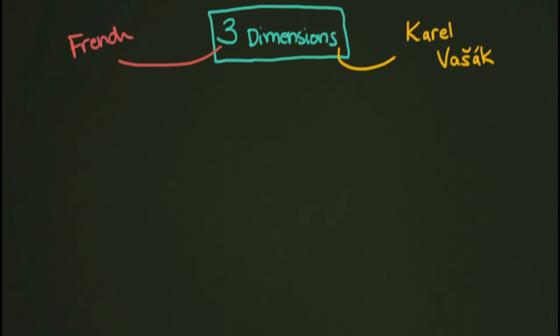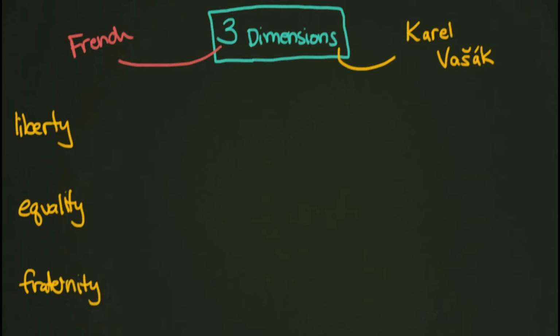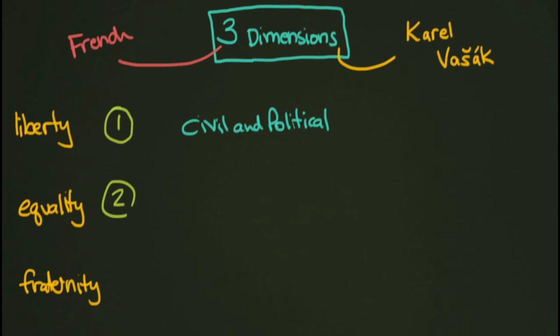Well, the French Revolution had the motto of liberty, equality, and fraternity. And this is a simple way of remembering the 3 dimensions, because the first dimension is civil and political rights. The second dimension is economic, social, and cultural rights, so they have to do with equality. And the third dimension is simply called collective rights.